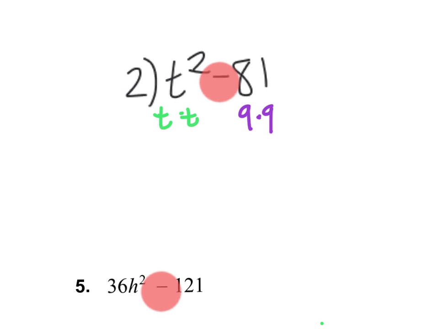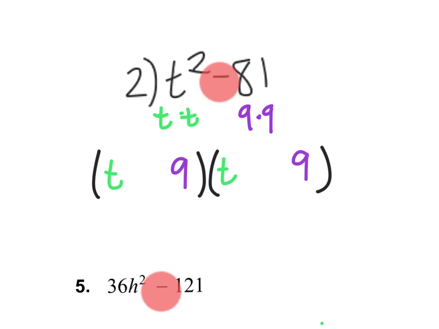So when I go to factor this, I will have parentheses first of all, 2 sets. In each parenthesis, I'm going to have a t. I'm also going to have a 9. And then in one of them, I'm going to have a plus sign, and in the other one I'm going to have a minus sign.